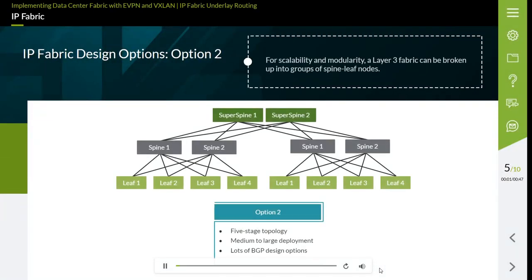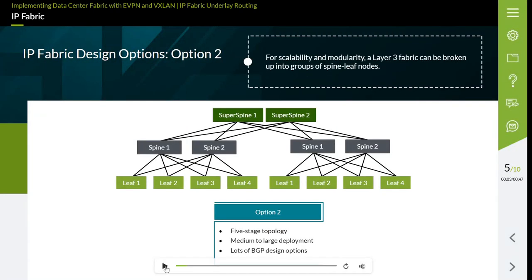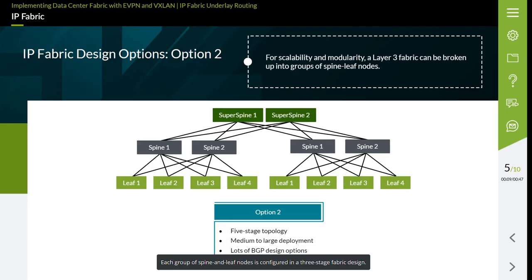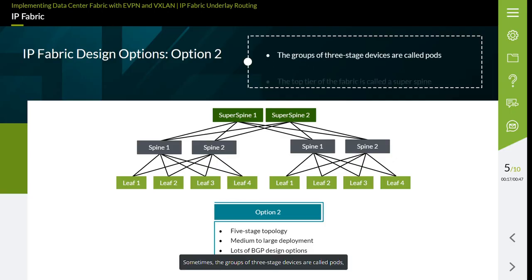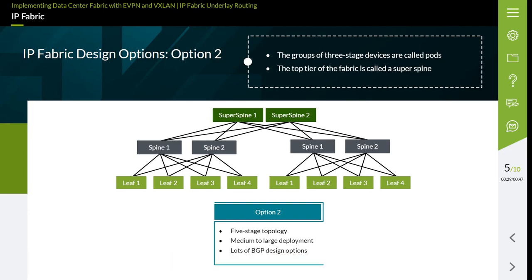For scalability and modularity, a Layer 3 fabric can be broken up into groups of spine and leaf nodes. Each group of spine and leaf nodes is configured in a 3-stage fabric design. Each group is then interconnected through another fabric layer. Sometimes the groups of 3-stage devices are called pods, and the top tier of the fabric is called a superspine. Traffic within a pod does not leave the pod. Only interpod traffic must transit the 5-stage fabric or superspine.